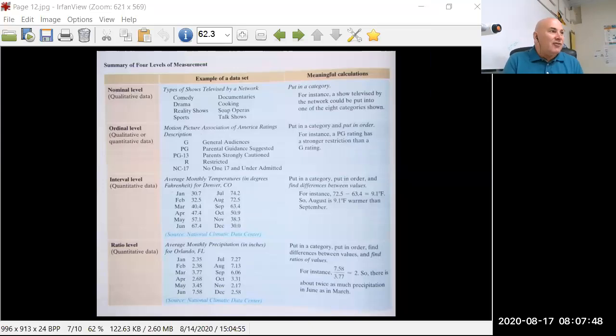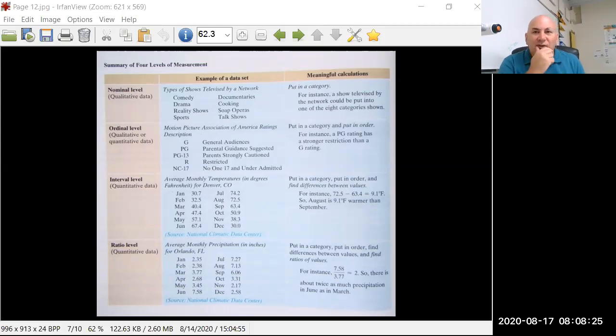So what we see on page 12, the lowest level or the simplest level is the nominal level. That's putting things in categories, but there's no reason to order them. Think of NBC, ABC, CBS. I guess you could put them alphabetically, but it doesn't mean anything to say ABC comes before CBS. That's just the names of the networks. So that's the nominal level.